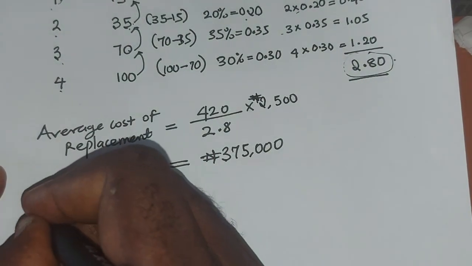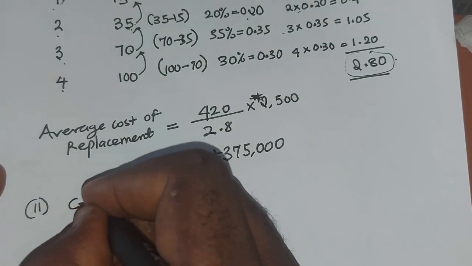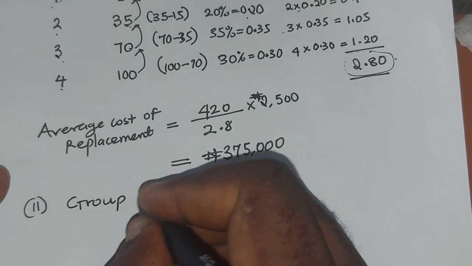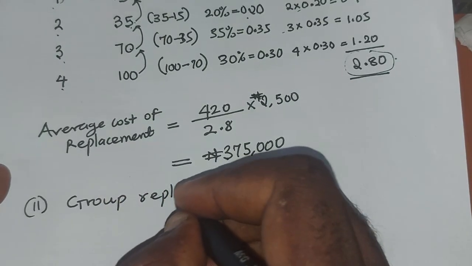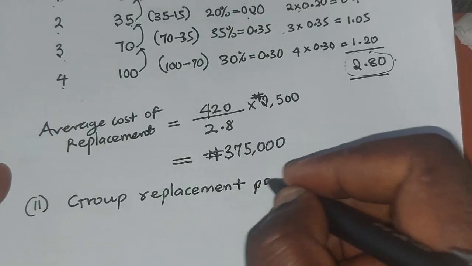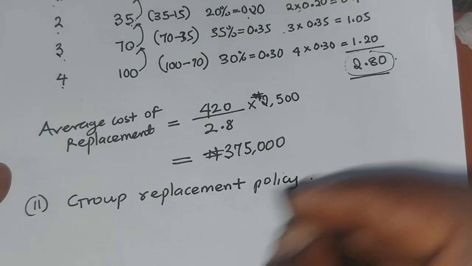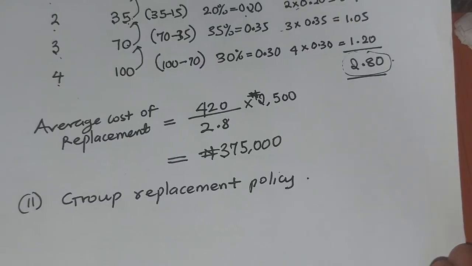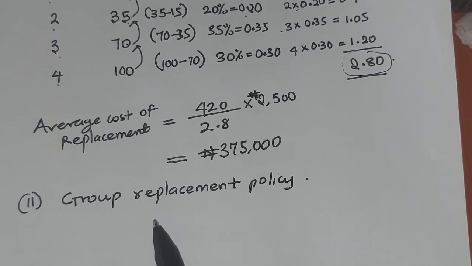Now the B part deals with the group replacement policy. This will be done in the next video.